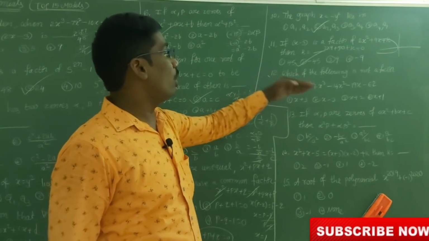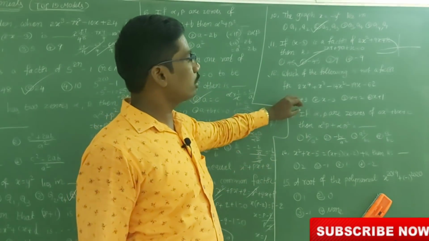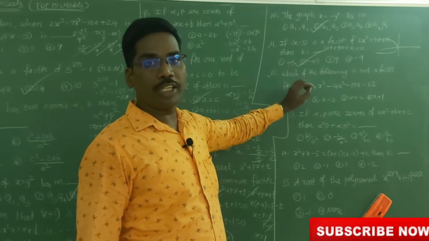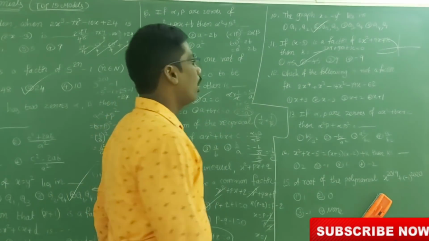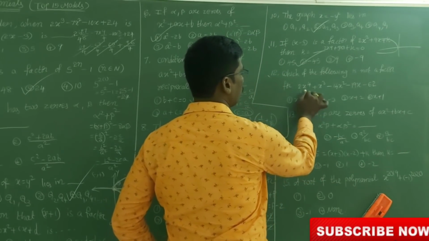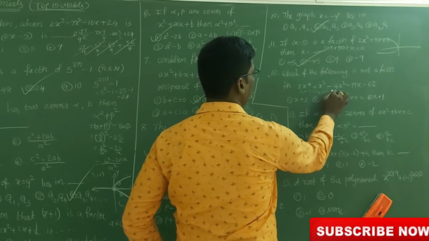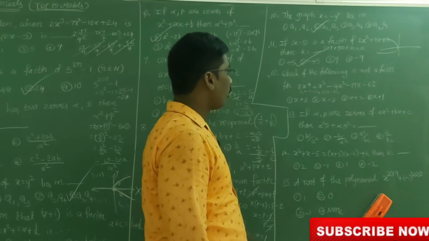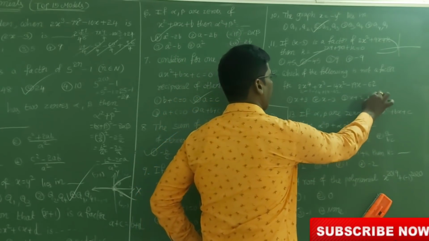Which of the following is not a factor of this one? So we have to substitute this one. If you are getting 0, then that is a factor. If you are not getting 0, then that is not a factor. Now x is equal to -1. Substitute -1 here. Then 2, -1, -14, plus 19, -62. So if I am adding, I am not getting 0. So this is not a factor.